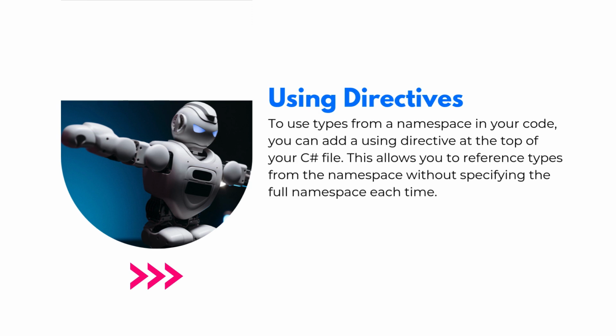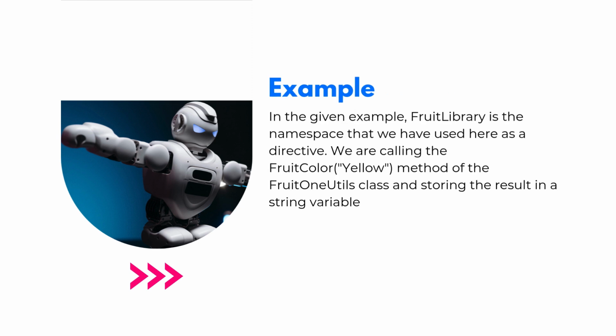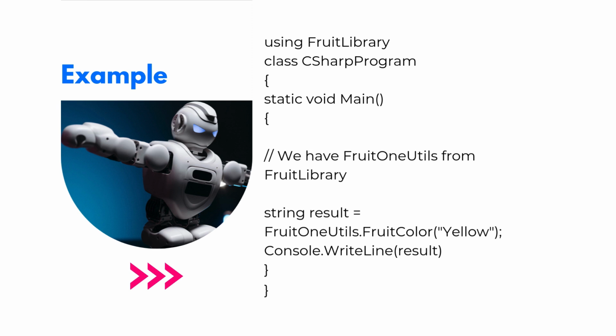You can add a using directive at the top of your C# file. This allows you to reference types from the namespace without specifying the full namespace each time. In the given example, FruitLibrary is the namespace that we have used here as a directive. We are calling the FruitColor, yellow, method of the Fruit1Utils class and storing the result in a string variable.